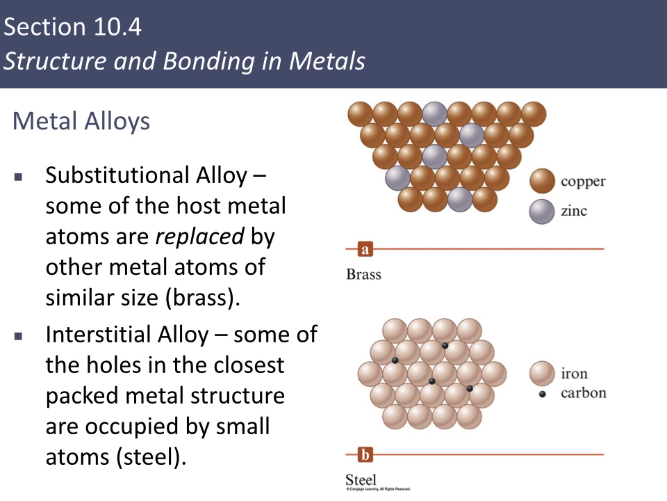You could also have an interstitial alloy, and these are formed when some of the interstices, which is a fancy word for holes, in the closest packing metal structure are occupied by small atoms. For example, in steel, carbon is in the holes of an iron crystal. And there are many different types of steel depending upon the percentage of carbon in the iron crystal. So that does it for the bonding in metals.